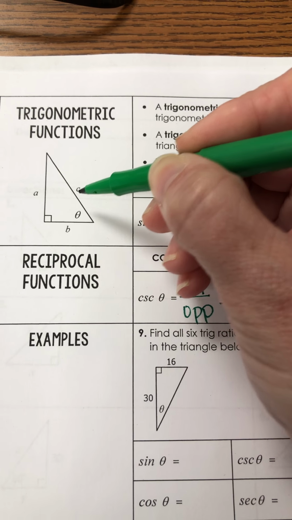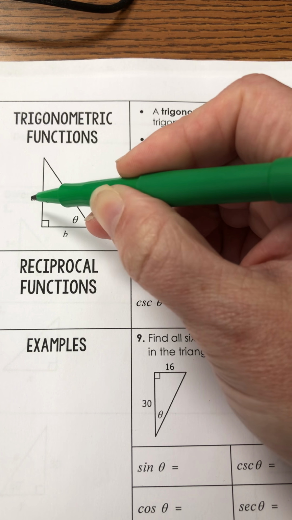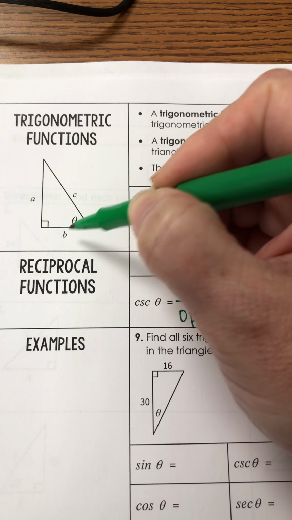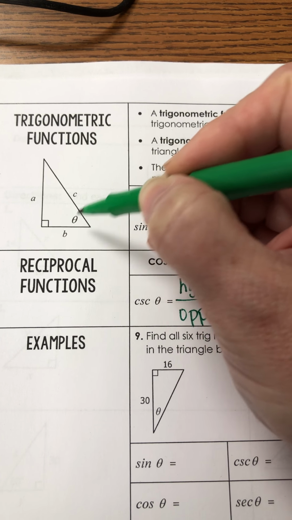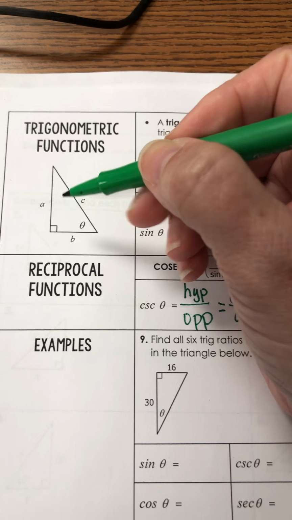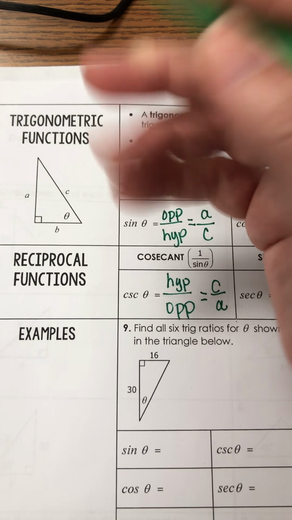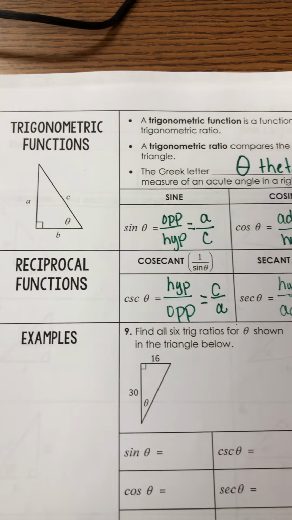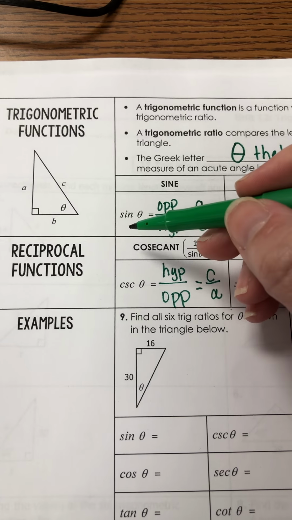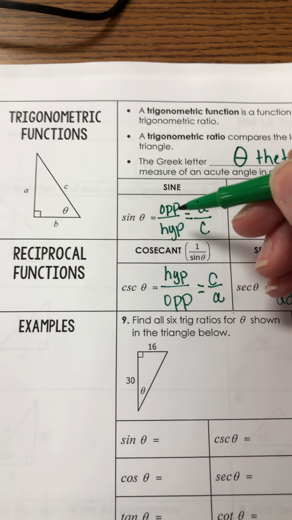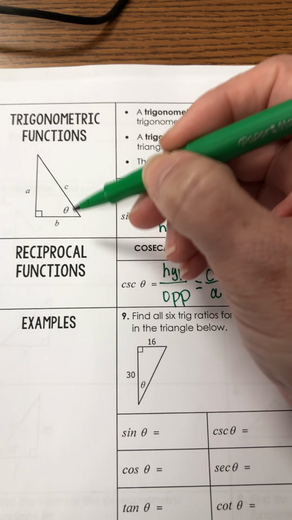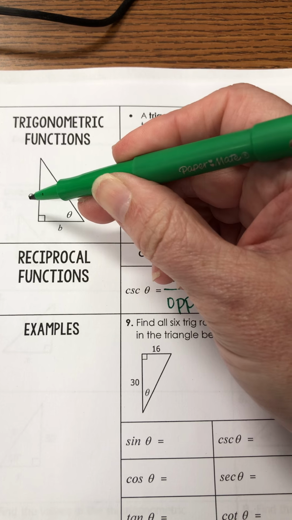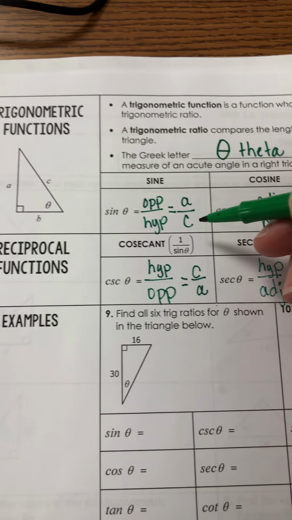So again, theta right here is an acute angle in our triangle. Opposite of theta is A, adjacent to theta is B, and our hypotenuse is C. We can also put theta up here and have different measurements, but we're just using this triangle with theta located in this position to find all of our trig functions. Now, to find the sine of theta, remember it has to be opposite over hypotenuse. Opposite of theta is going to be A, hypotenuse is C, so that's going to be A over C.